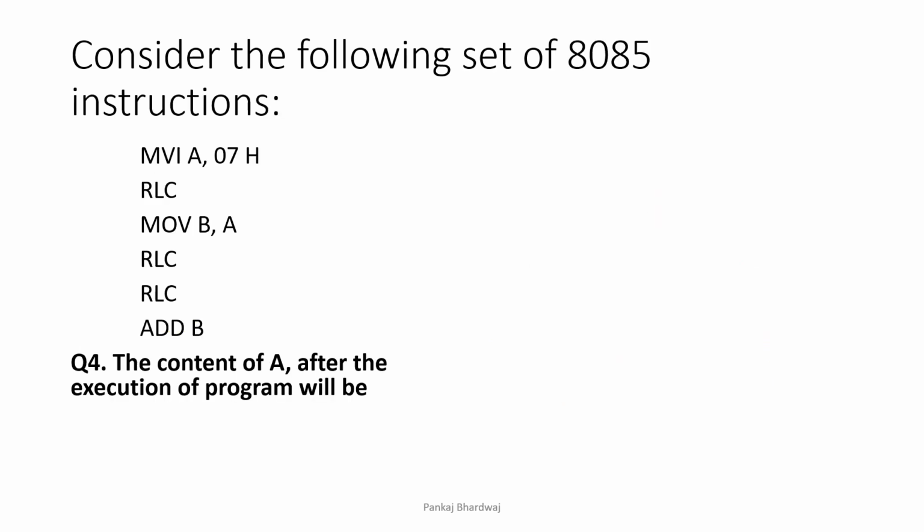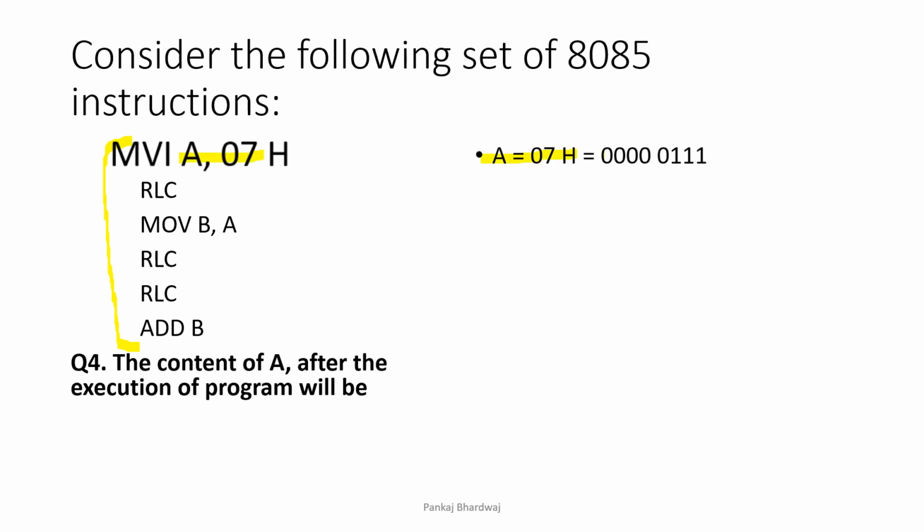Next question is, consider the following instructions, and we need to check what the contents of A are after the execution of the program. The program is this, so let's discuss it one by one. MVI A, 07, that means immediately 07 is moved into the accumulator. So A will become 07, or 00000111. RLC, that means rotate accumulator left without carry. That means every single bit is rotated 1 bit to the left. So this 0 gets outside, and it comes in on the LSB side.